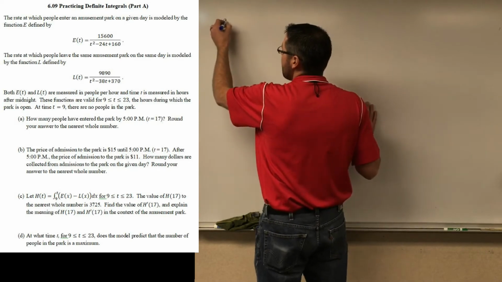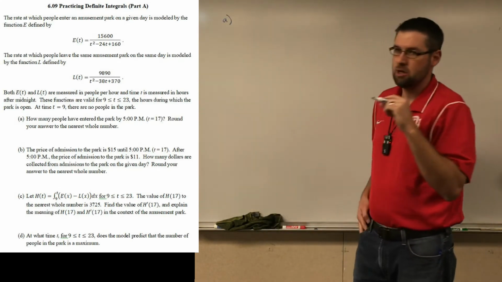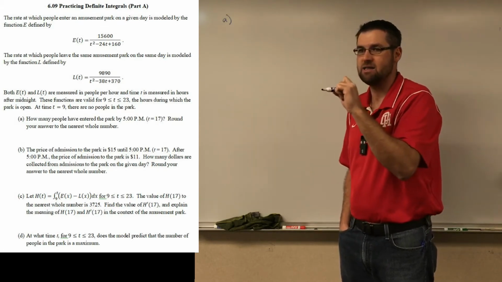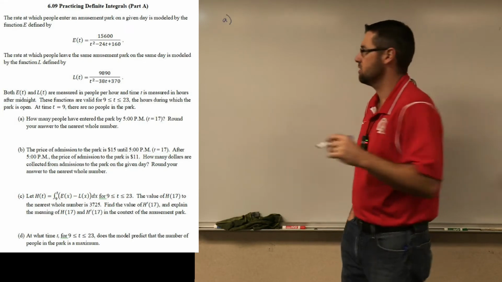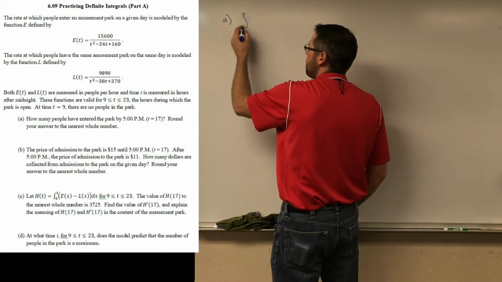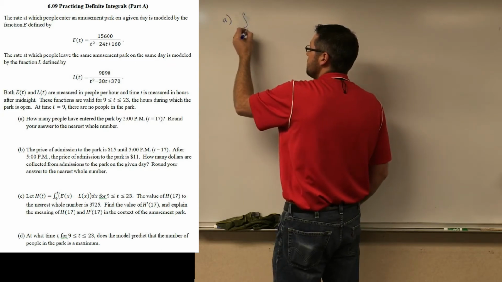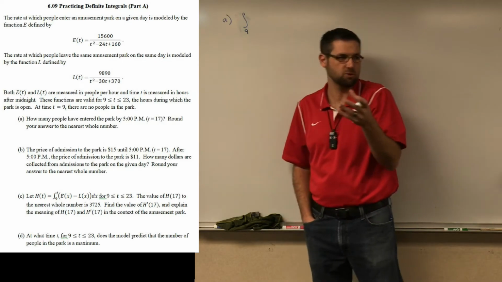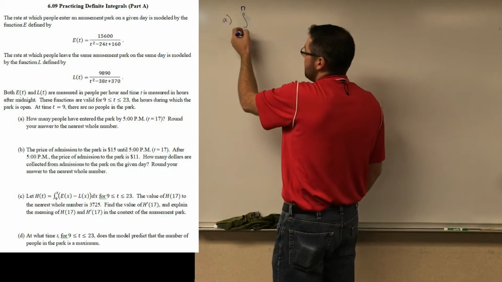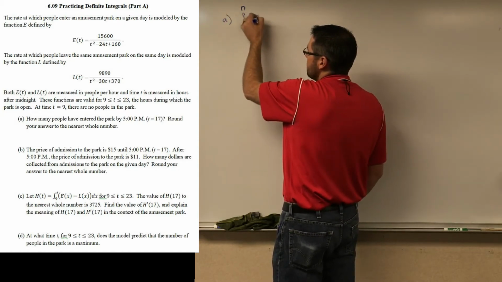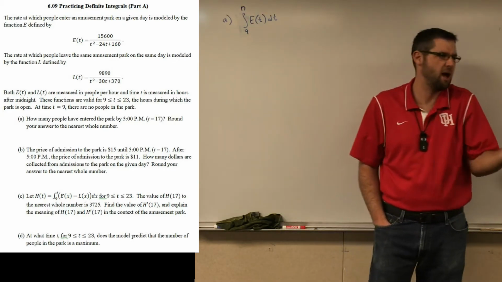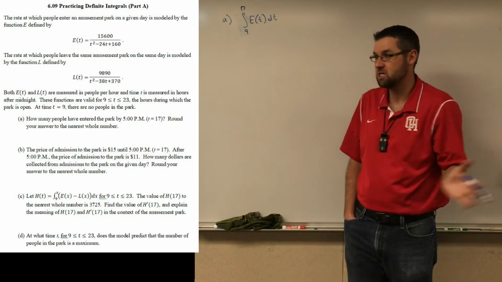Part A says how many people have entered the park. If I give you a rate at which people enter, how do I find the amount of people that have entered? The integral. So the integral from 9 to 17. Because 9 is like 9 a.m., 9 is when the park opens, and we're going to 17 because that's at what time we want. So integral from 9 to 17 of E of t dt, right? That's it, because we want to know how many people have entered the park. We don't care about how many people are actually in the park. We just want to see how many people have entered.